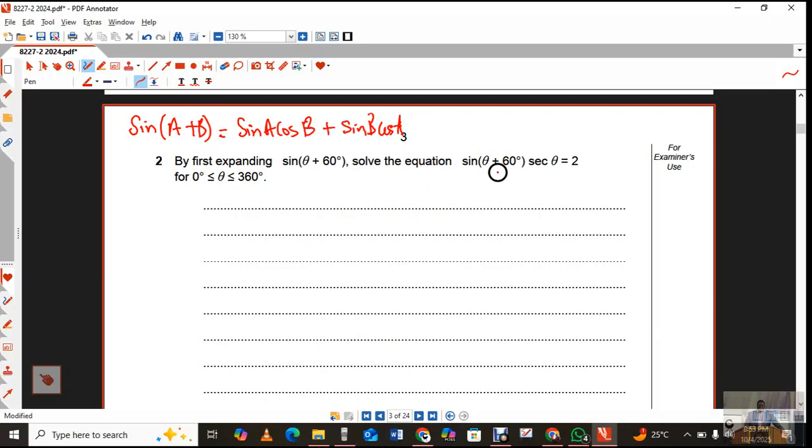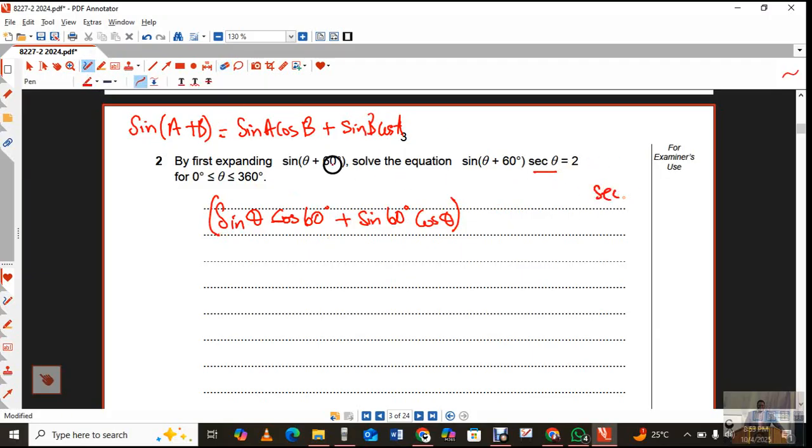So this is what I'm going to do for this one over here. That is going to be sine theta cos of 60 degrees plus sine of 60 degrees cosine theta. All right, then this is not actually done. There is still something that must happen, and this is multiplied by sec theta.